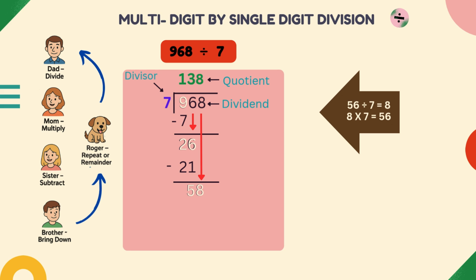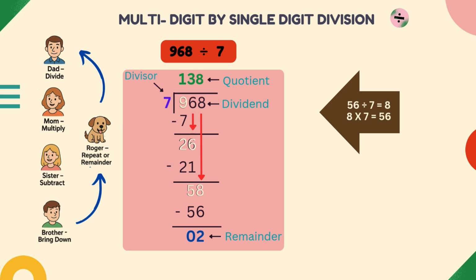Divide 58 by 7. 7 into 58 is 8, because 7 times 8 is 56. So, write 8 on top. 8 times 7 is 56. Write it under 58. 58 minus 56 is 2.